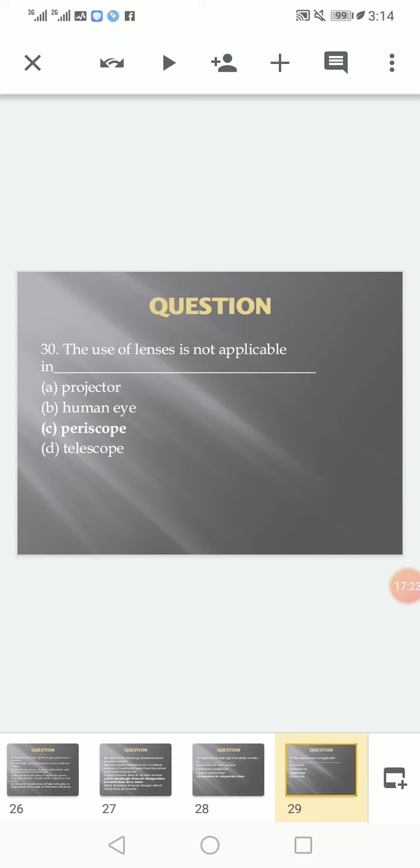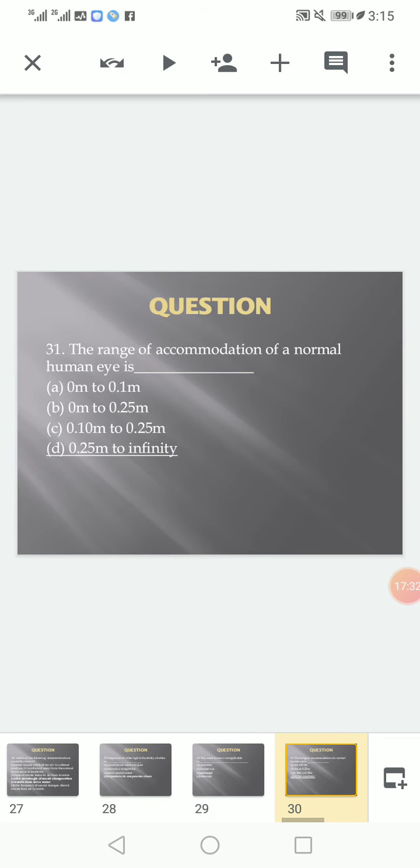So the use of lenses is not applicable in a periscope. It is applicable in a projector and telescope, but it is not applicable in a periscope. The range of accommodation of the normal human eye. We say, what is accommodation? Accommodation is the ability of the eye to alter its focal length so that both far and near distance objects can be seen on the retina.